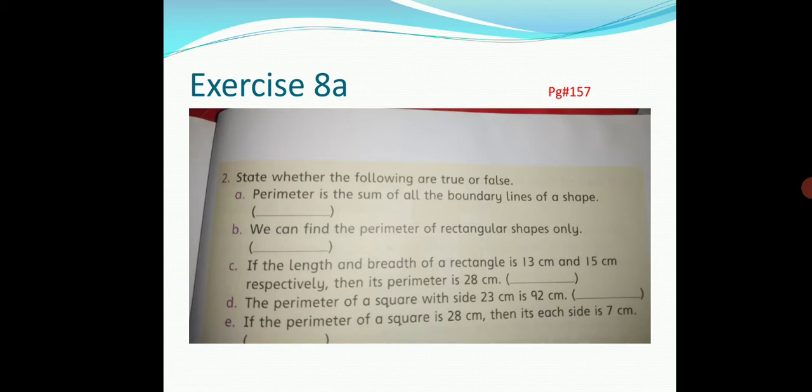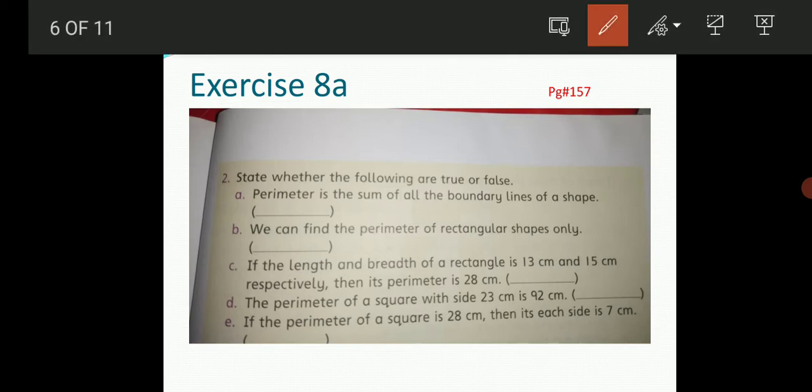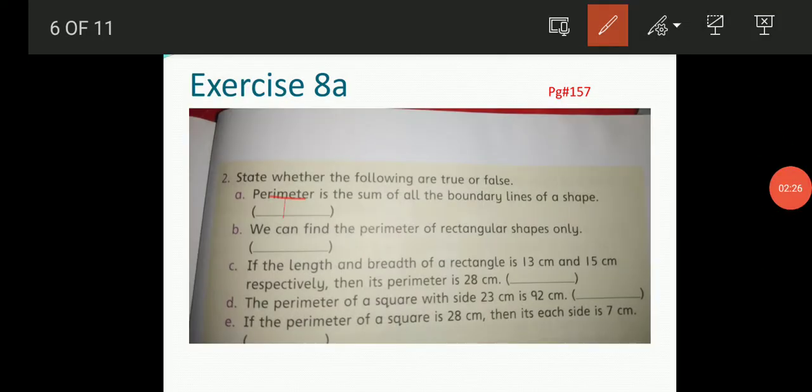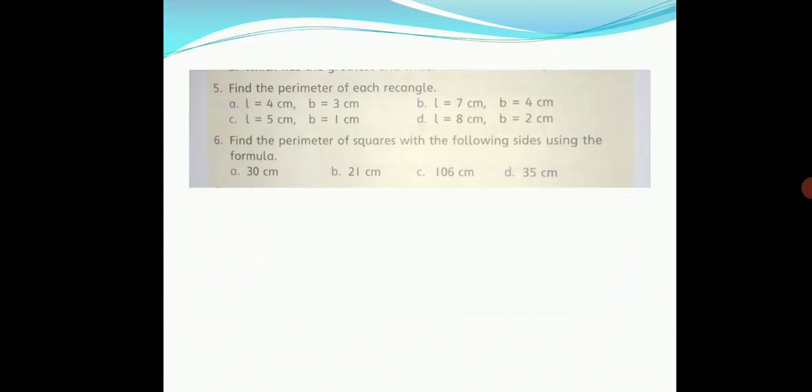Now move on to the next page, page number 157, question number 2, true or false. A: perimeter is the sum of all the boundary lines of a shape. Yes, this is true. We can find the perimeter of rectangular shapes only. No, this is false. We can also find the perimeter of a square as well.